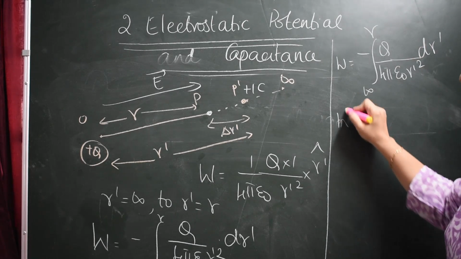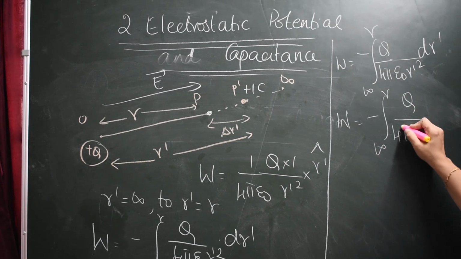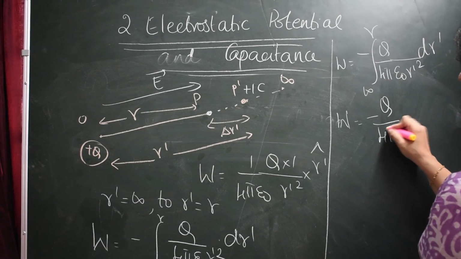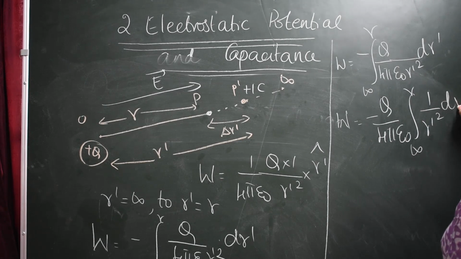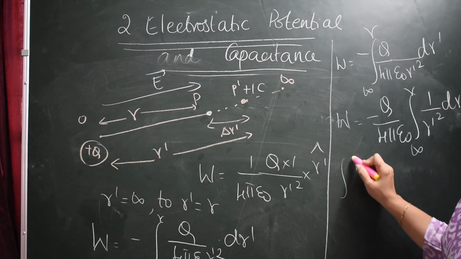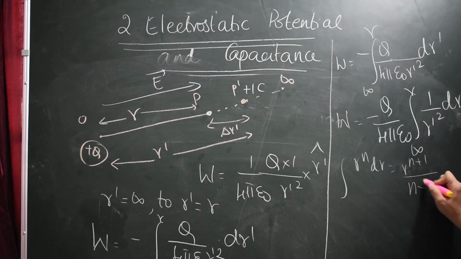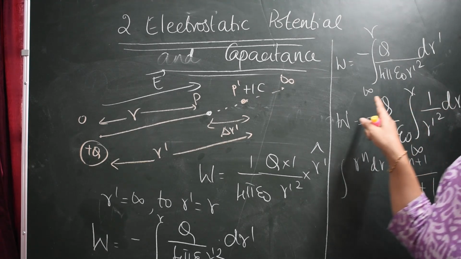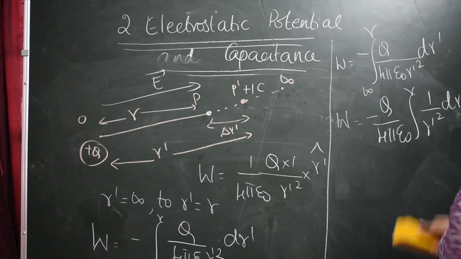Just integrate this one. W will be equal to minus, I will take Q by 4 pi epsilon naught outside, integral from infinity to r of 1 by r dash square into dr dash. Use the general integration formula: integration of r to the power n dr will be equal to r to the power n plus 1 divided by n plus 1. In the same way, you have here r dash square. When it goes to the numerator, it is r dash raised to the power minus 2. Minus 2 plus 1 is minus 1.